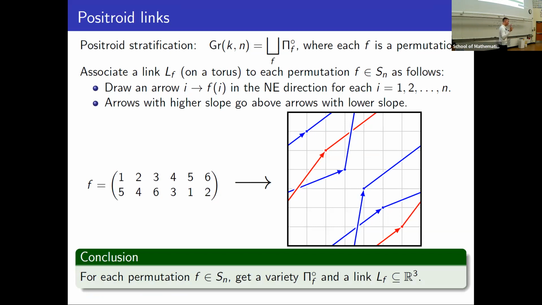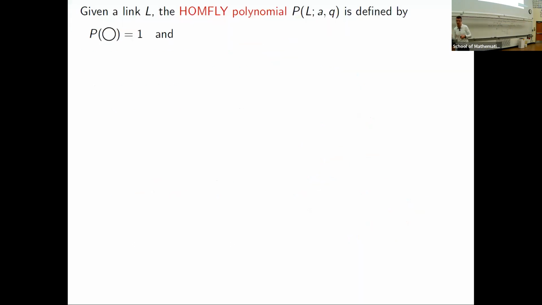If you have 2 links, you want to distinguish them. Like, can one be transformed into another without passing the rope through itself? And for that, it's useful to compute different knot invariants. The one I'm going to be interested in is the HOMFLY polynomial. It's a Laurent polynomial, which depends on the link in 2 variables. When the link is the trivial knot, then the polynomial is 1.